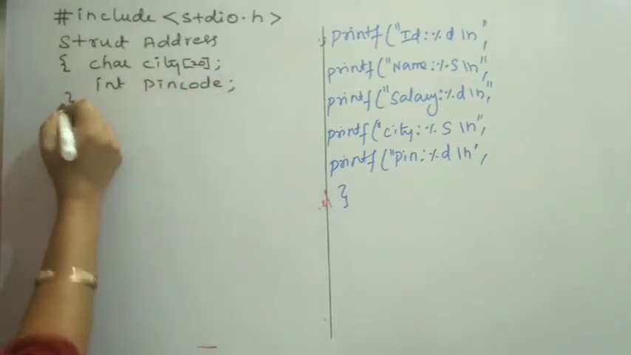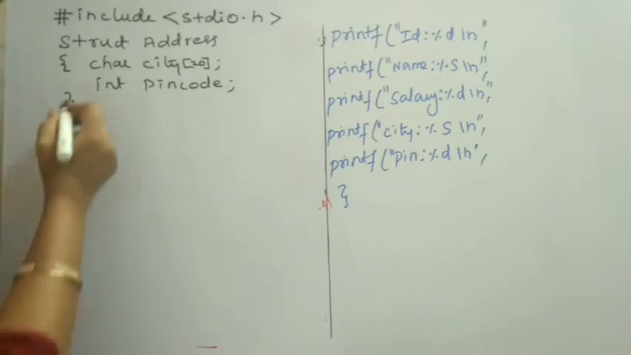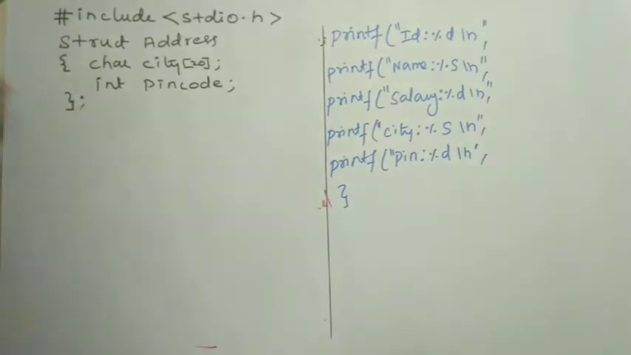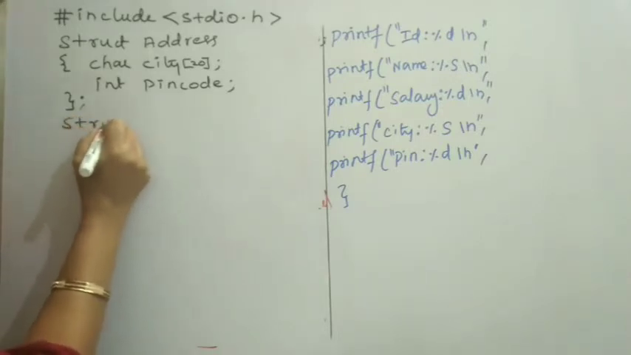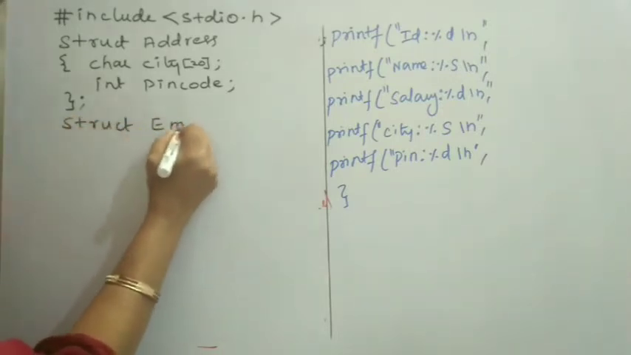Once the definition of the structure is over, it completes with a semicolon. So the definition of the address structure ends with a semicolon. Now I need to define my outer structure. Outer structure is my employee.